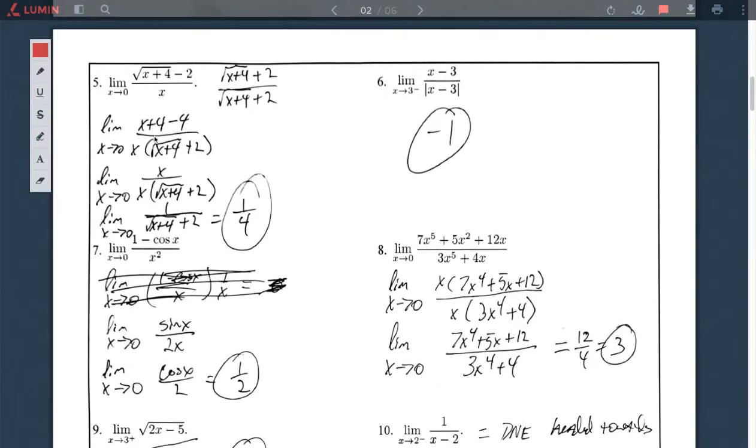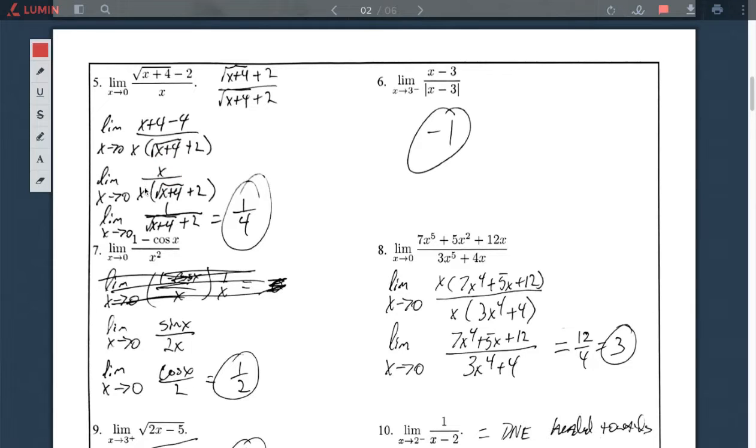Number 5, limit as x approaches 0 of the square root of x plus 4 minus 2 over x. You could do L'Hopital's rule on this one, but it's pretty nasty since you have a radical. So the easiest way to do this one is multiply by the conjugate, which we did here. Leaves me with x plus 4 minus 4 on the top. So that reduces to x. The x's cancel. Leaves me with 1 over this.